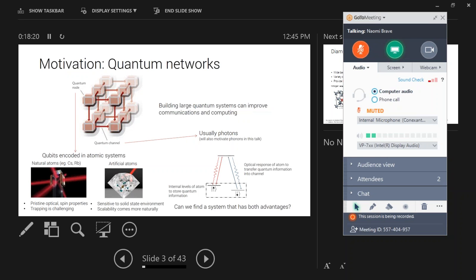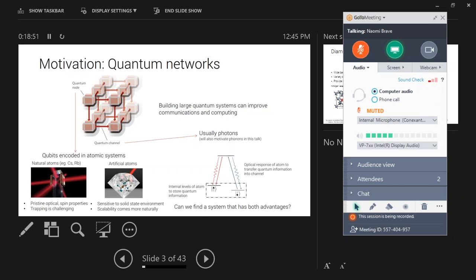You do it in optical fibers, right? You use light, because light is a good way to transmit information over long distances. So you usually use photons that are generated from these atoms. Fortunately, these atomic systems have optical response in addition to long-lived internal levels, such as spin states that can store this quantum information. You can have an optical response that you can use to transfer this information into the channel and to the next node.